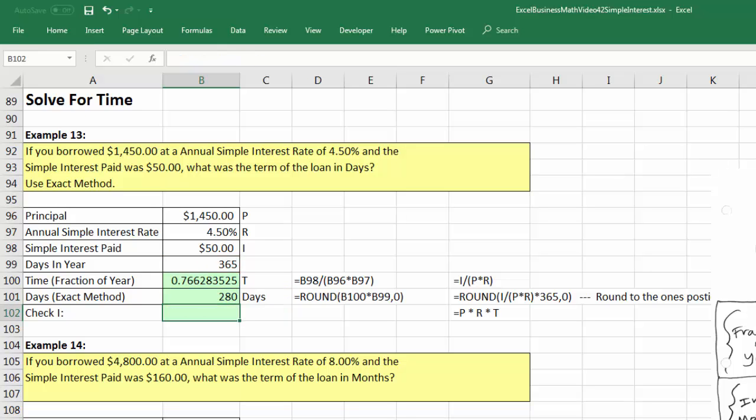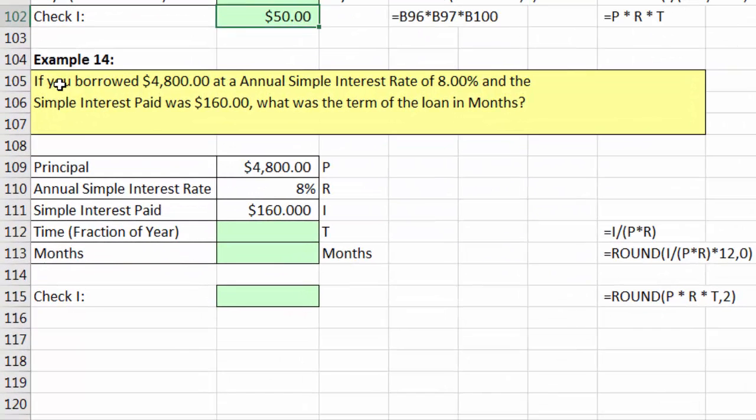So 280 days. Now I'm going to check using my interest formula. So there's the principal times the rate. And I don't want it for the whole year. I want it for the fraction of the year. And when I hit enter, 50 bucks will work. Exactly the same.